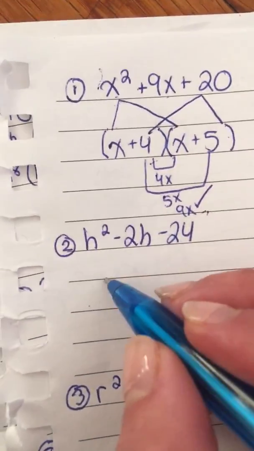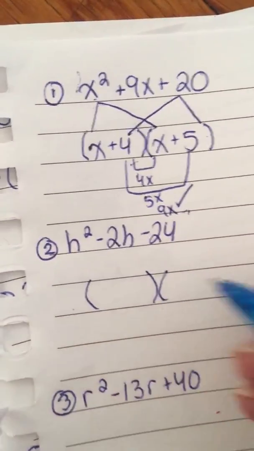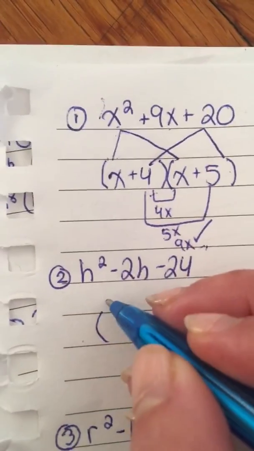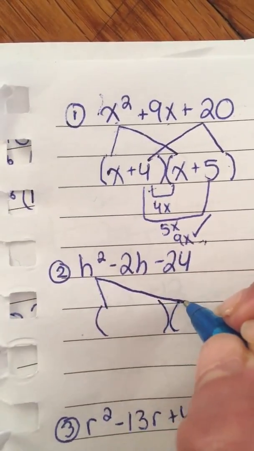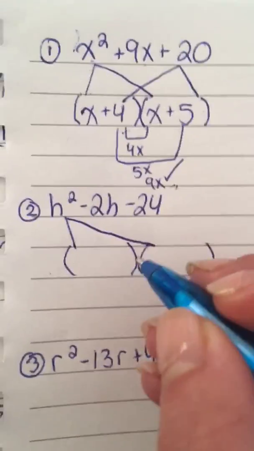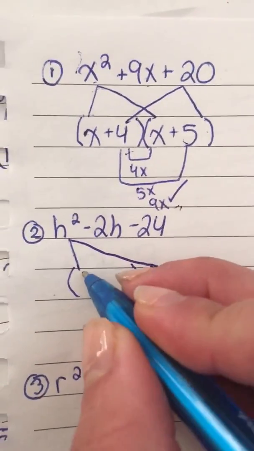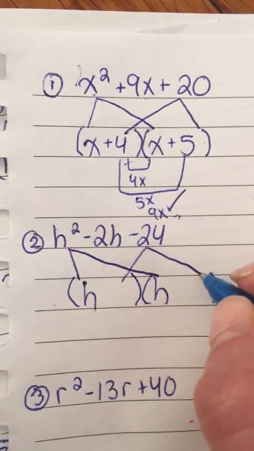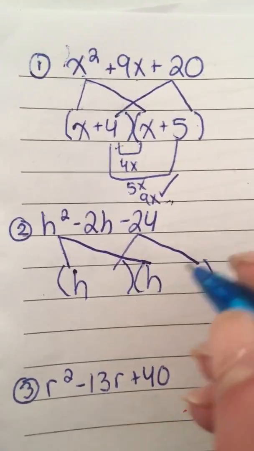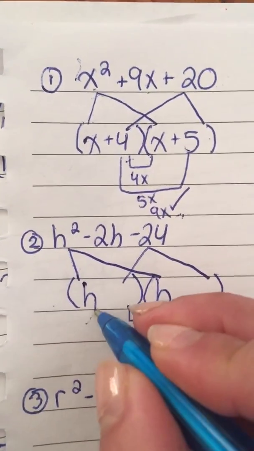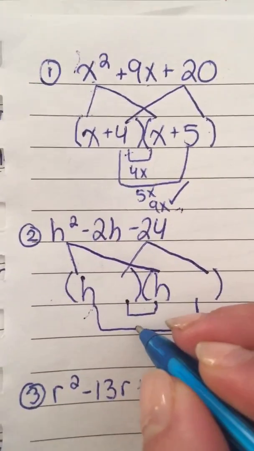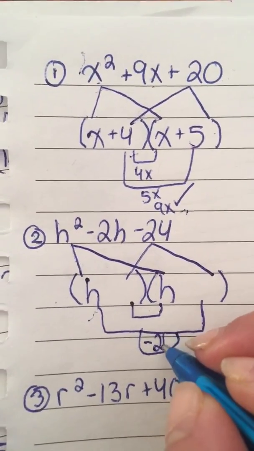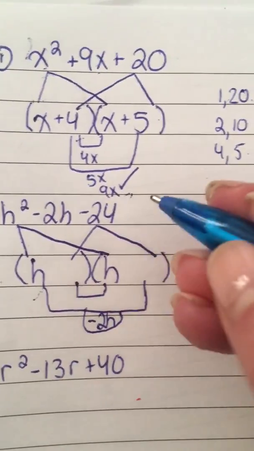So first you set up your parentheses. And if you see, it kind of makes a little cat shape. That's what I always call it. So we're drawing this ear here to show that those need to multiply to h squared. The only thing that will multiply to h squared is h times h. And our last spots need to multiply to negative 24. When we do our inner and outer products, they need to add up to the middle number, negative 2h. So let's list our factors of 24.